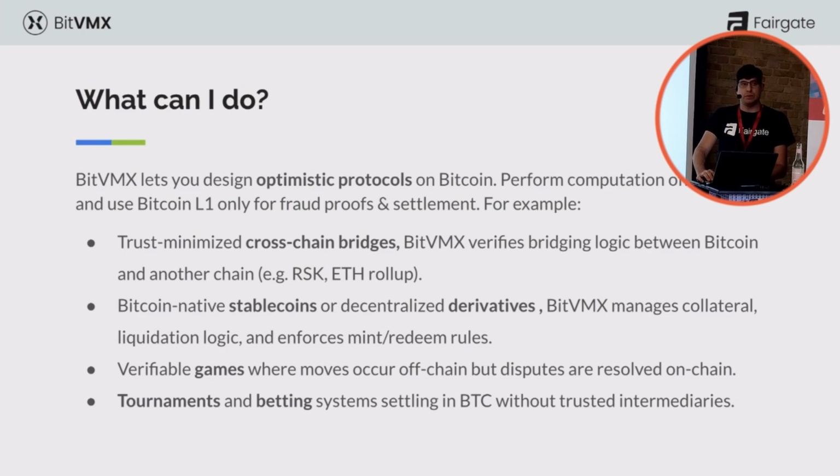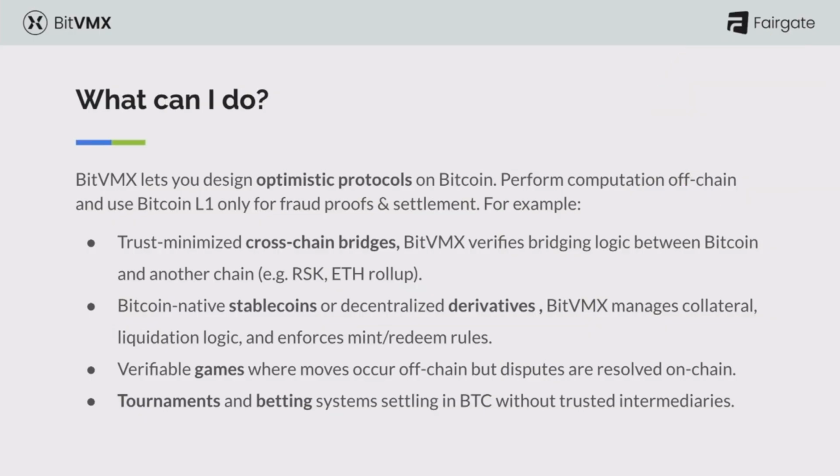Cross-chain bridges, as you see, for example, the Union Bridge and Cardinal are examples of this. BitBMX verifies the logic between Bitcoin and other blockchains, and you can trust-minimize the things with them. So bridges are probably our number one thing. Also, we have stablecoins and decentralized derivatives, where BitBMX manages the collateral liquidation logic.